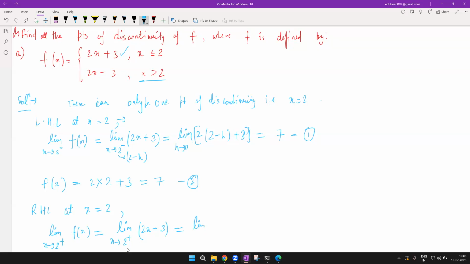And in the next step, you know what we mean by 2 positive? 2 positive means 2 plus h. So you can change this: 2 into (2 plus h) minus 3. You can put h as 0 directly. The answer will be 1. You can solve this. First of all, understand this and feel free to ask your question. You have 30 seconds.